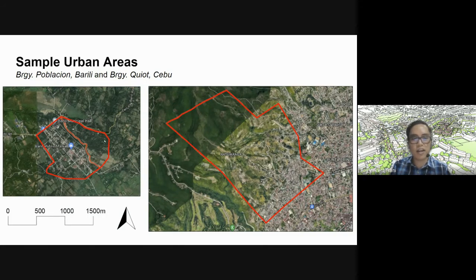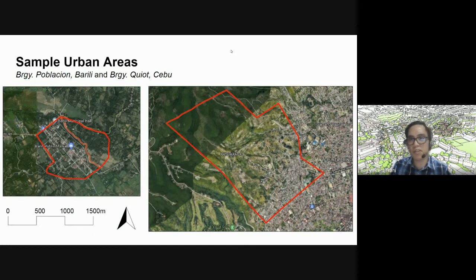More or less, not really the same. You have the scale bar over here. So you can fit two Barangay Poblacions in Barangay Quiyot. But notice that Barangay Quiyot still maintains the grid pattern, and this is because this is on the western side of Cebu province.